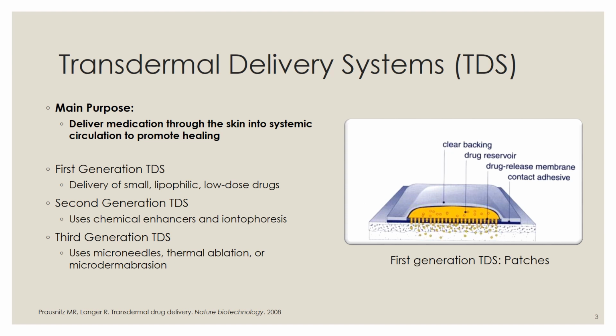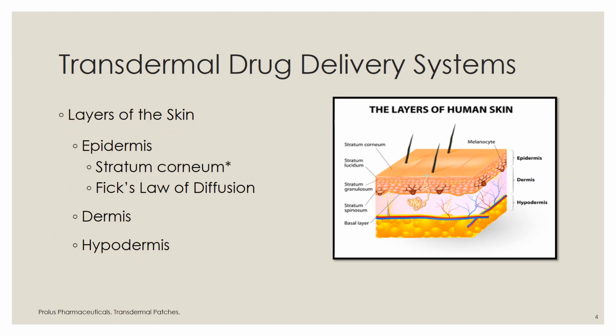The diagram on the right provides a visual description of the different components of a patch. So as you can see, these include a backing layer, a drug reservoir, and an adhesive matrix. When the patch is applied, the drug is released and it penetrates through the skin. It is then absorbed into the bloodstream and the molecules are transported to the site of action.